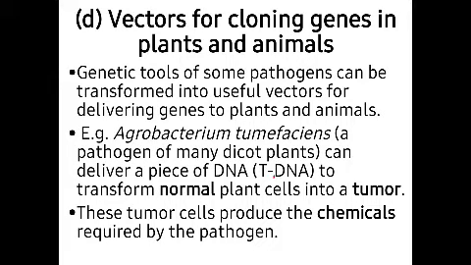Before this we have studied the features, that is origin of replication, then selectable marker, then cloning sites. And this one is the vectors for cloning genes in plants and animals. So these genetic tools of pathogens can be transformed into useful vectors for delivering genes to plants and animals. We have studied so many genetic tools.